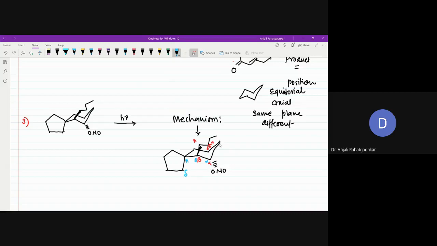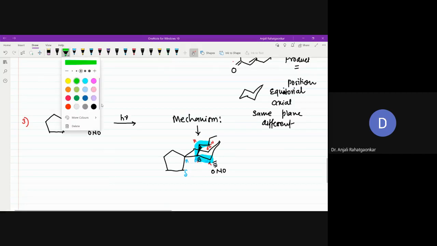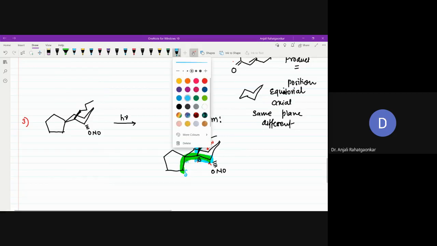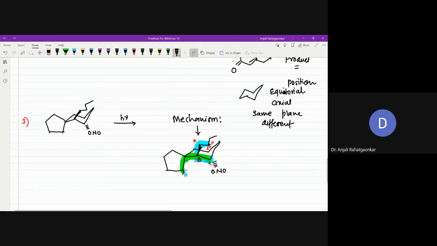Again, I told you that there are two sides. So which side is visible? There are two sides that your nitro can abstract the proton. So which side is more visible? So I can draw. This is the first side. You can select, and this is the second side. बताओ कौन से साइड से आप प्रोटॉन लेना चाहोगे?